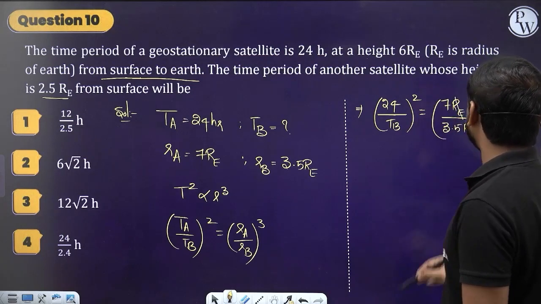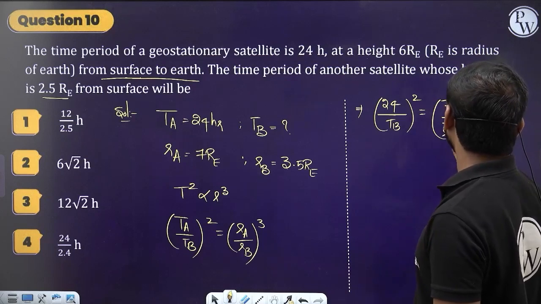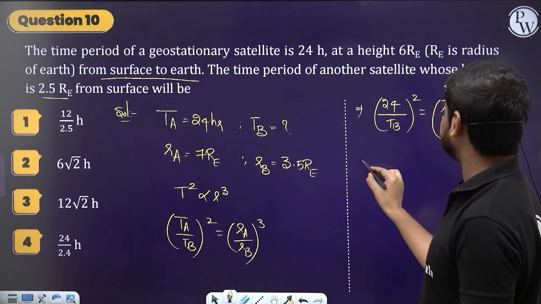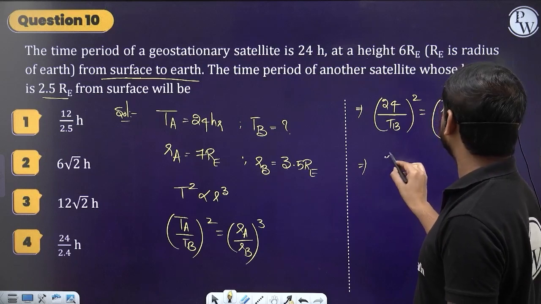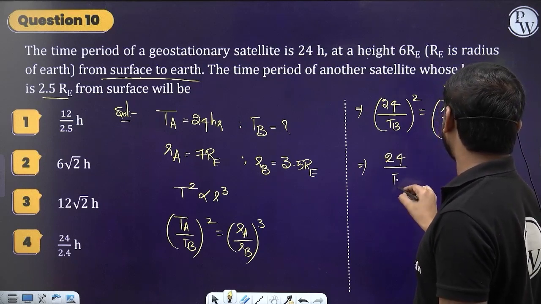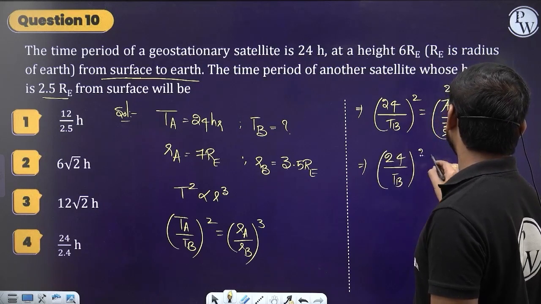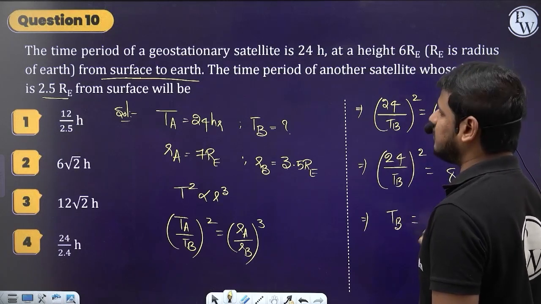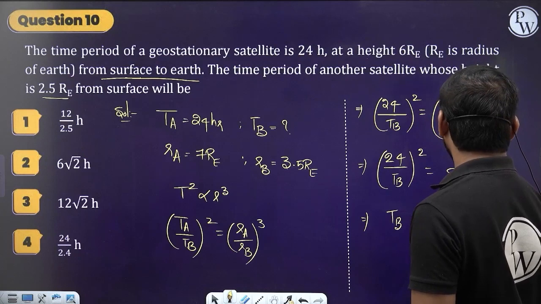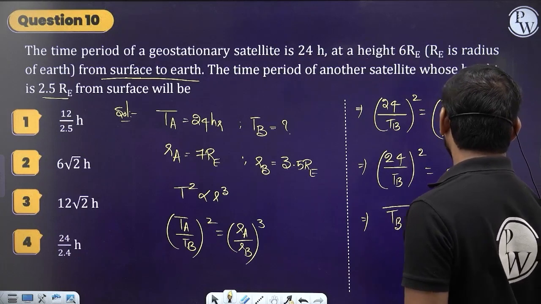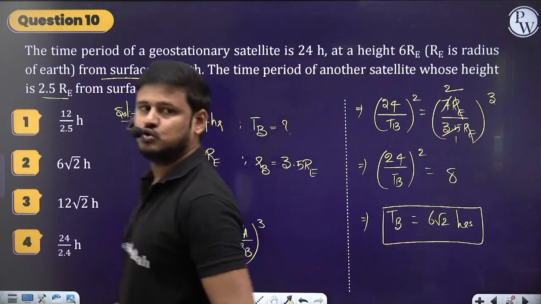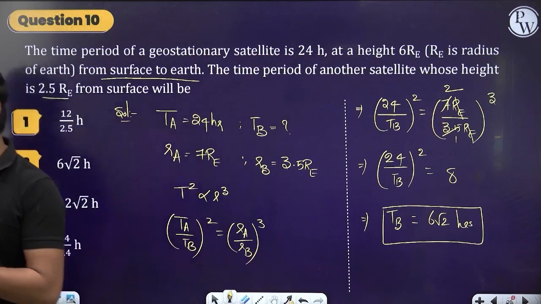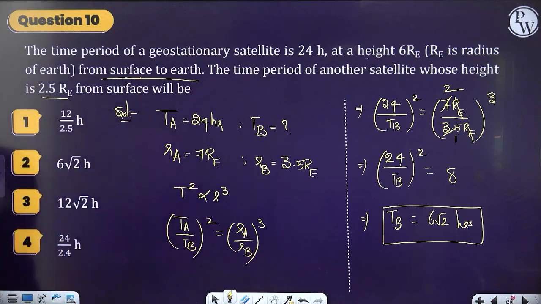So R E gets cancelled. 3.5 one time. So this is 2 times. So we get 24 by TB, same as the previous one, which is equal to 8. So I get TB, the time period of satellite B, as 6 root 2 hours. That's it, 6 root 2 hours, not 6.2. Done? Clear? Got it, guys?